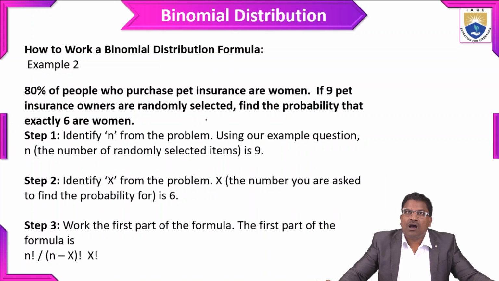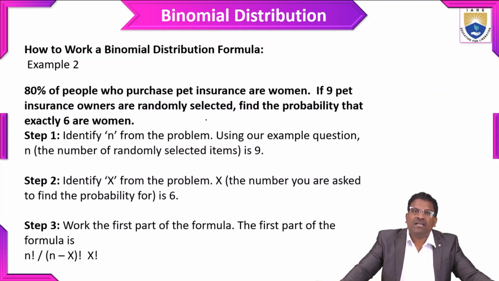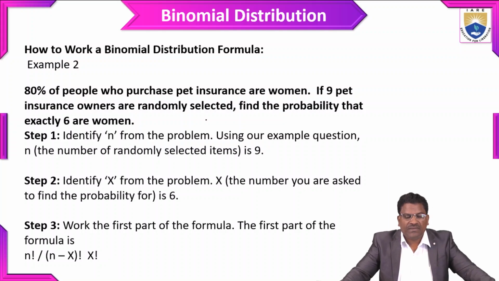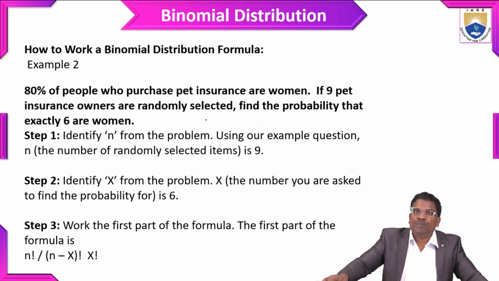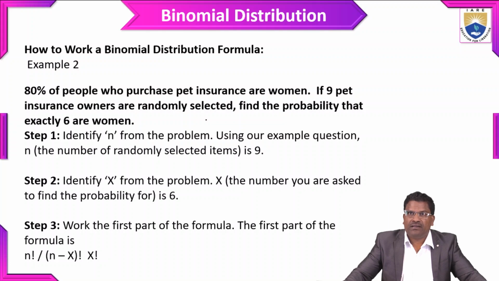Now, how do we work a binomial distribution formula? Let us discuss with the help of this example. 80% of people who purchase pet insurance are women. If 9 pet insurance owners are randomly selected, find the probability that exactly 6 are women.